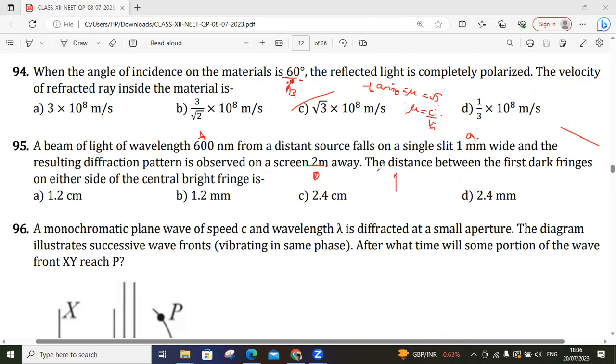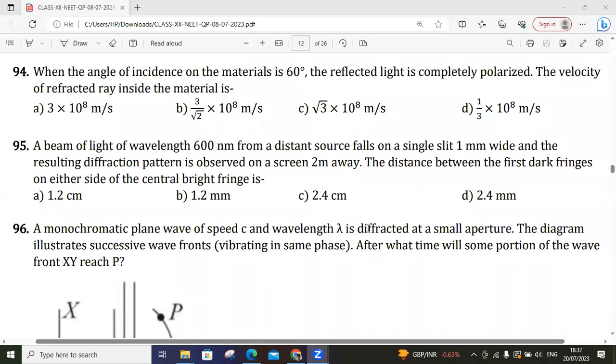So in the diffraction pattern, this is lambda D by a, and from here also the dark fringe will be at lambda D by a. So the distance will be 2 lambda D by a. This is your answer, just substitute. 2 into lambda, which is 6 into 10 power minus 7, into capital D, which is 2, by a, which is 1 mm, 10 power minus 3. So 24 into 10 power minus 4, that is 2.4 into 10 power minus 3 meter, so 2.4 mm. Option D. Then we will go for the 96th problem.